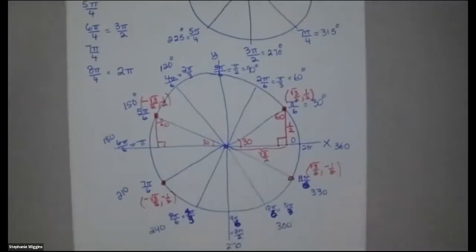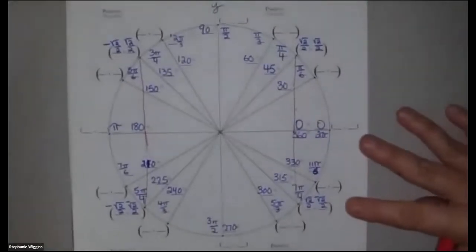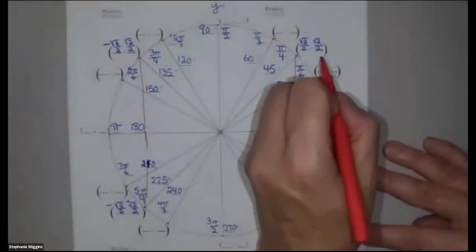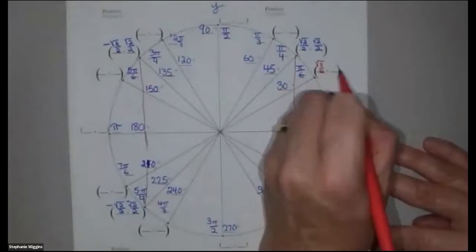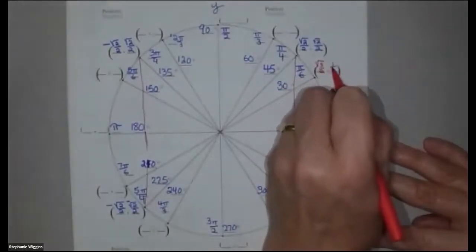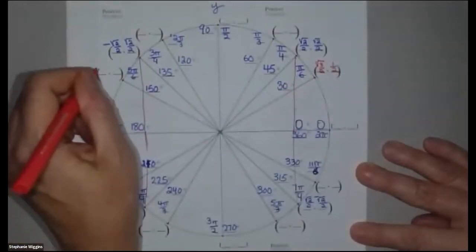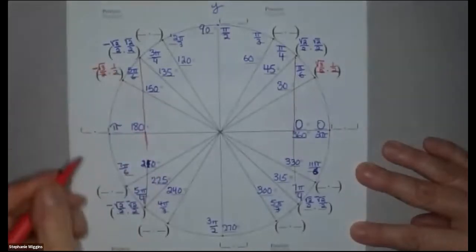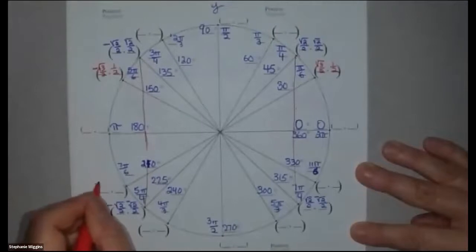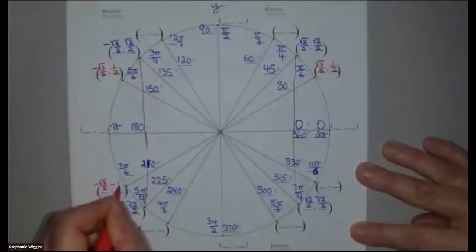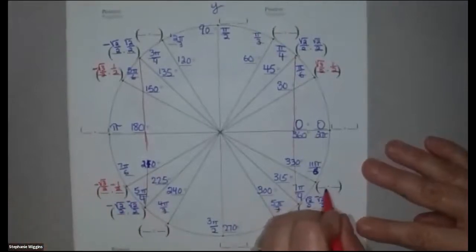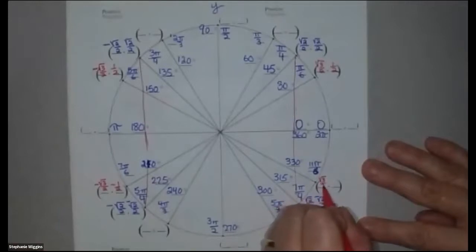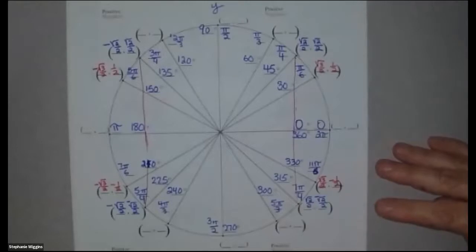So when we go back to our unit circle, here we've got square root of 3 over 2 and 1/2. We have negative square root of 3 over 2, 1/2. And then down here is going to be negative square root of 3 over 2, negative 1/2. And then over here, it's going to be square root of 3 over 2, negative 1/2. Okay? See how that works?